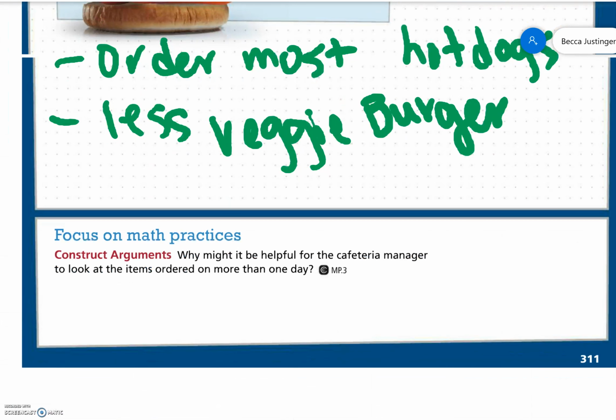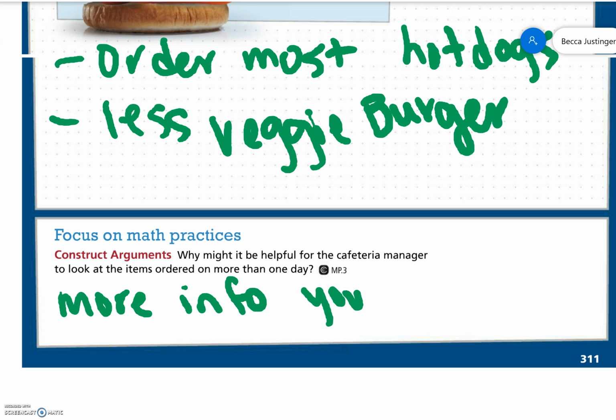Focus on math practices. Why might it be helpful for the cafeteria manager to look at the items ordered on more than one day? The more information you have, the more accurate it will be.